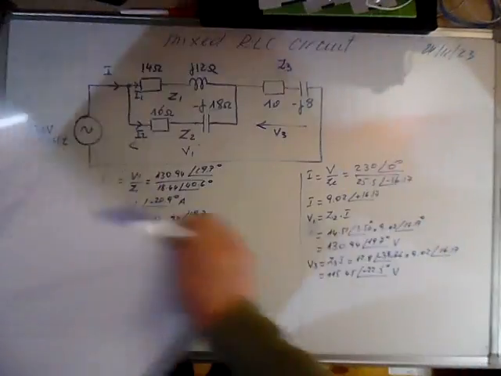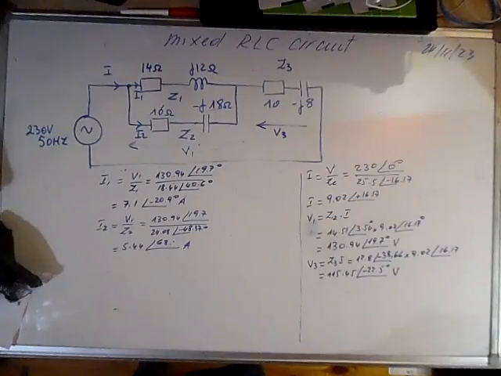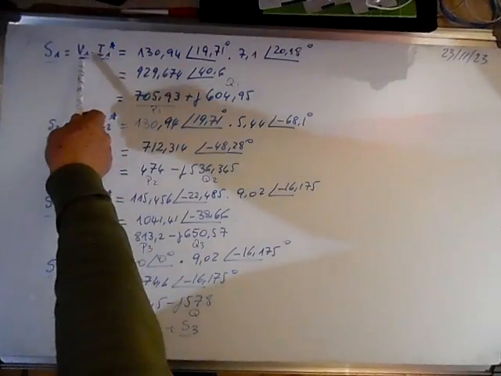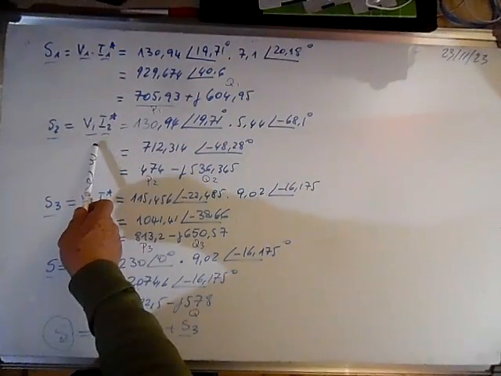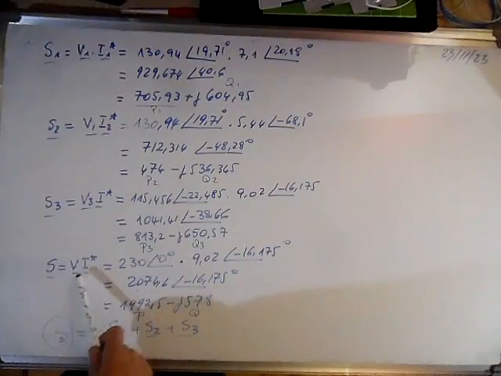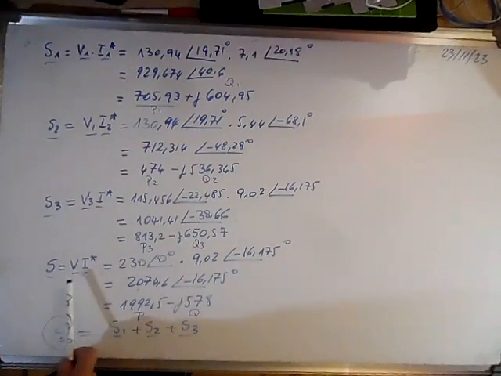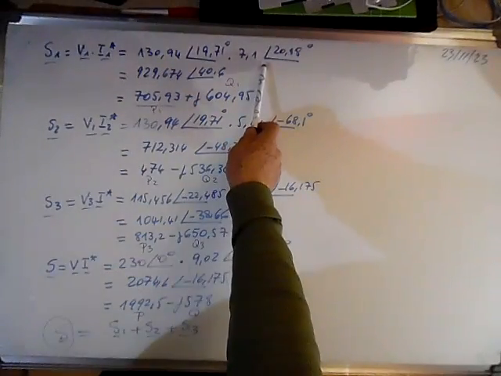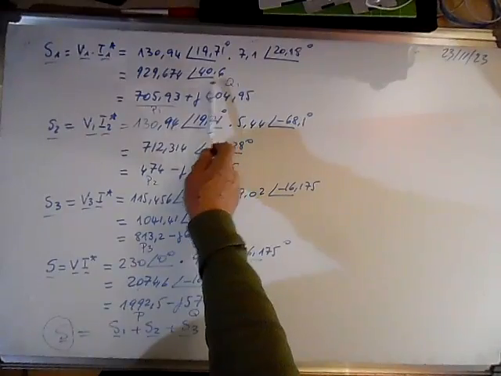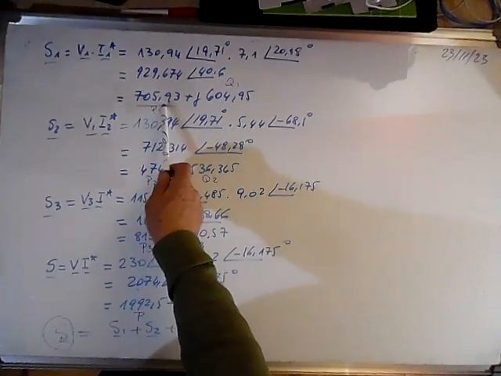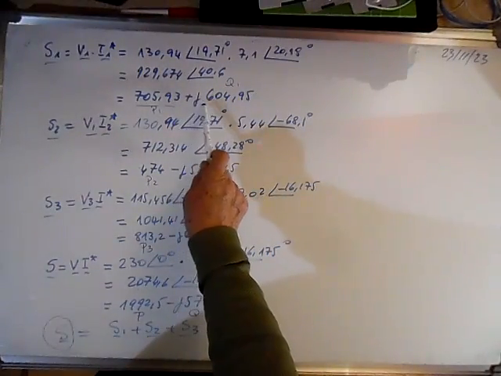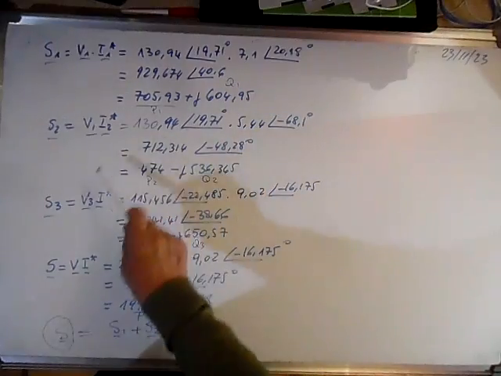Now we can calculate the powers taken by every element here. This is S1 consumed by Z1, Z2, Z3, and the main power delivered by the source. So here it's V1 times the conjugate of I1, which will give us the value of this. P1 is equal to 705, here it's a point, not a comma, plus j604, this is Q1.